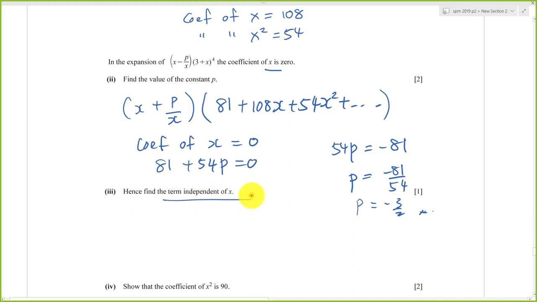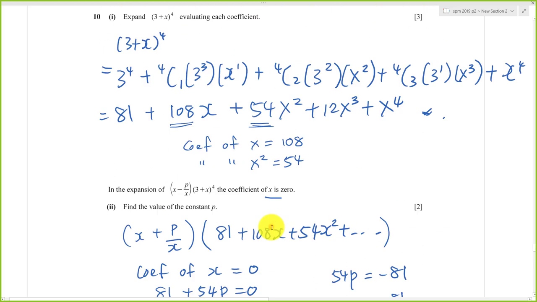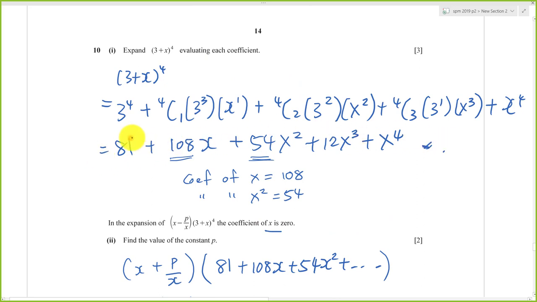What's this term independent of x? What is the meaning of independent of x? Anyone know what is the meaning of independent of x? Oh my god. It's without x. Okay, in other words, it means constant. So, okay, come back to here. So many terms here, we have 5 terms here. Which one is independent of x? You guess? Which one will give you independent of x? Yes, you're right, 81. Independent just means not related or something like that. So it's basically mean without x.